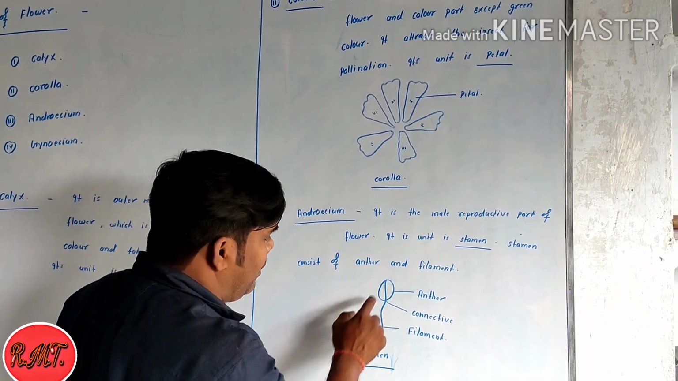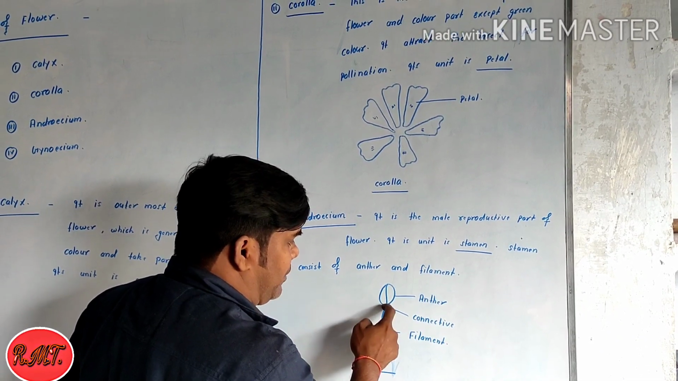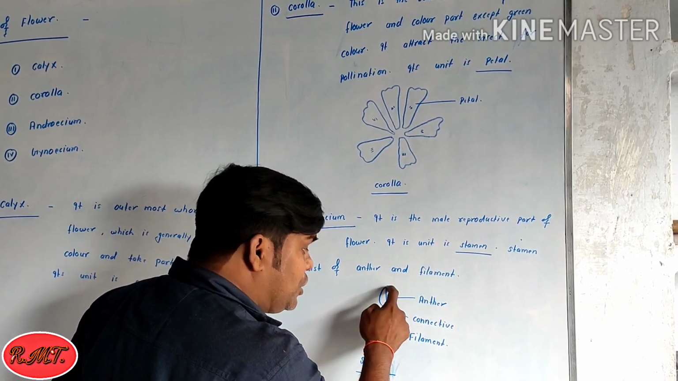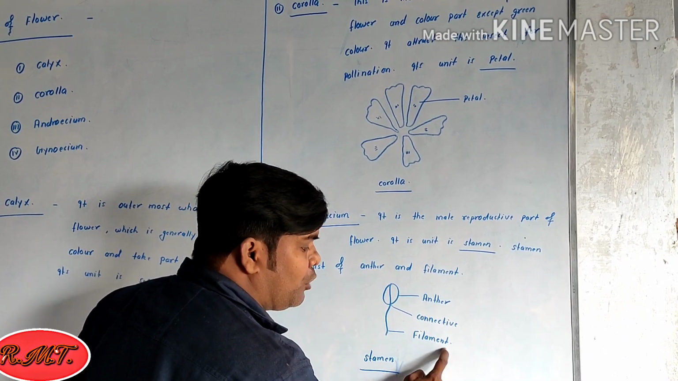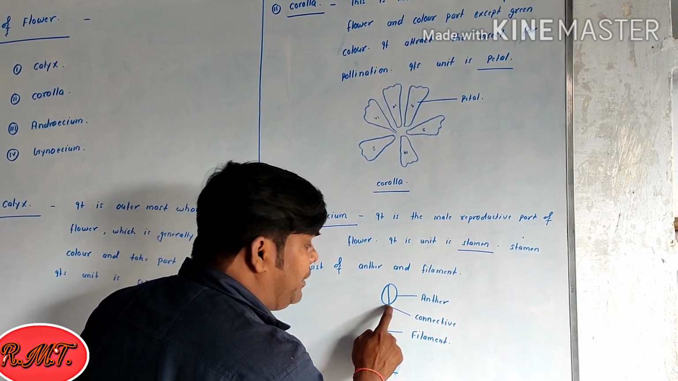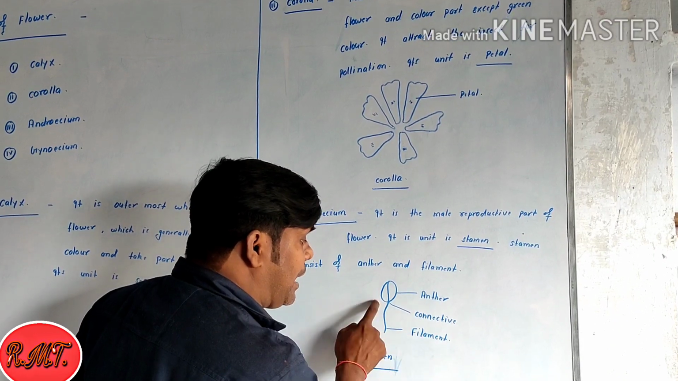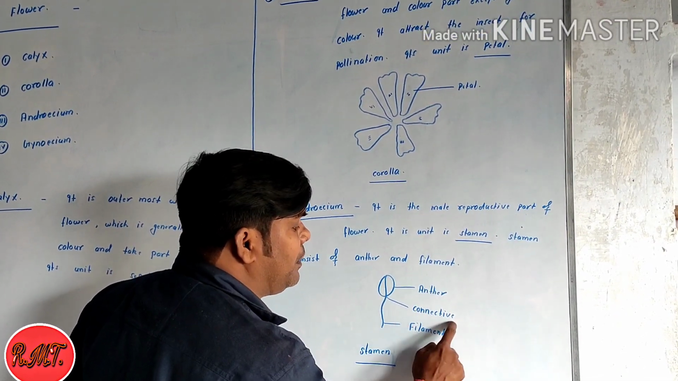Here is a stamen, and the upper lobular part is known as anther. Just below the anther, a filamentous structure is present, which is known as filament, and the point where anther and filament are connected to each other is called connective.